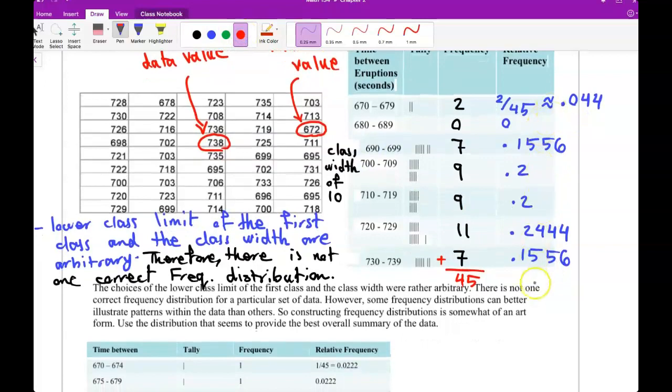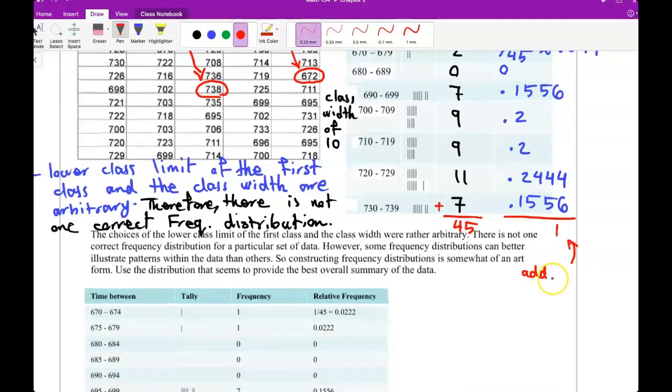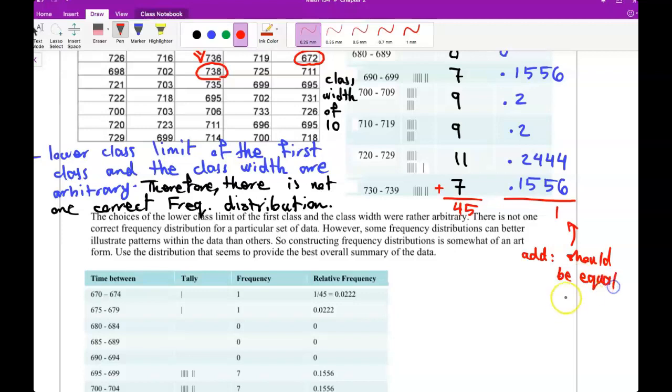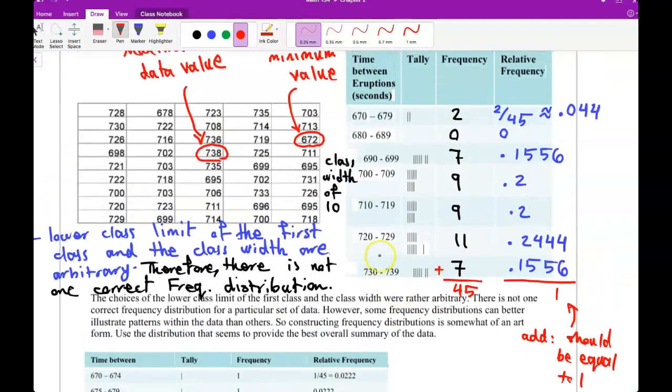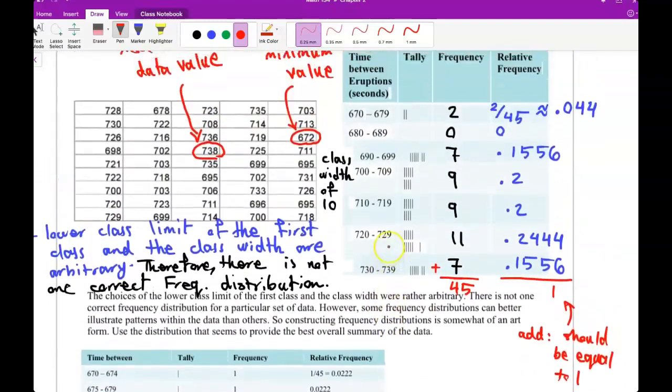And if you try to add all these numbers, it should be equal to 1. So that is 1. So adding those numbers should be equal to 1 or very close to 1.